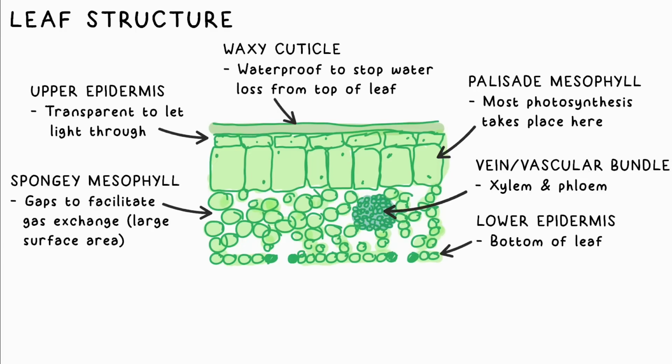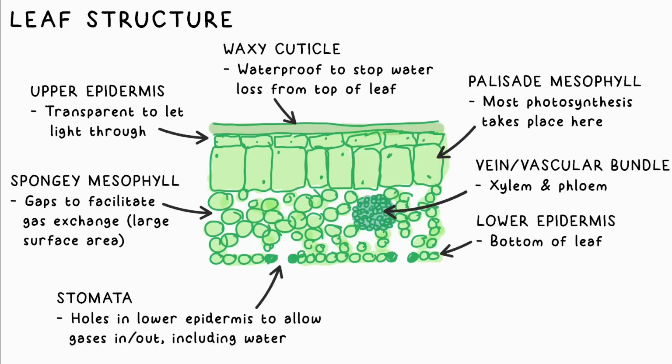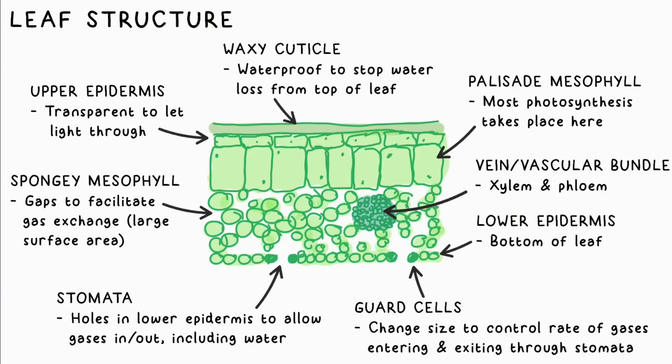The lower epidermis is the bottommost layer of the leaf, and it has holes in it called stomata, which is how gases enter and exit the leaf. The size of a stoma is controlled by the guard cells that flank the hole. They change size to control the rate at which gases enter and leave. For example, they close the stomata at night to reduce the rate of water loss, as less water is needed for photosynthesis. Next big topic, infection and response.